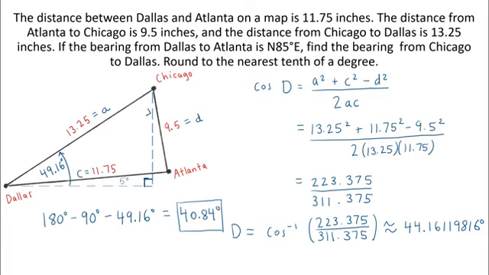If we're going from Chicago to Dallas, we're traveling in a southerly direction towards the west. So we know our direction is going to be southwest. And then our bearing is just the measurement of this angle, which would be, rounded to 1 decimal place, 40.8 degrees. So our bearing from Chicago to Dallas would be south 40.8 degrees west.